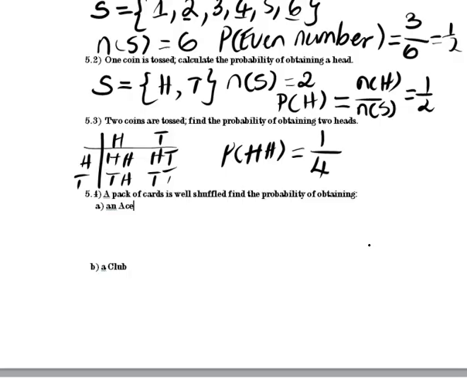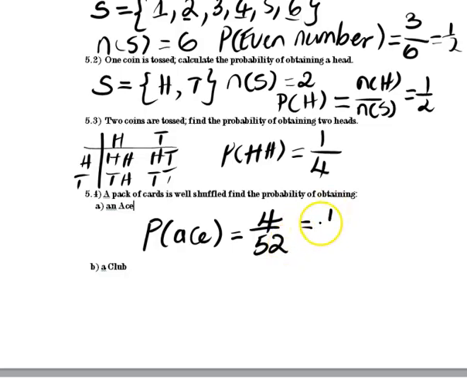So what's the probability of obtaining an ace? How many are there? 4. The sample space is 52. When you simplify, it is 1 over 13, because the number in the sample space is 52. In a pack of cards, the number in the sample space is 52.